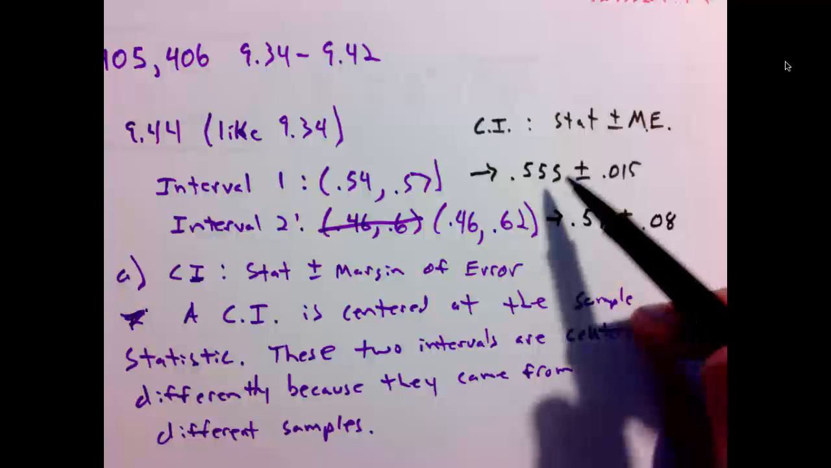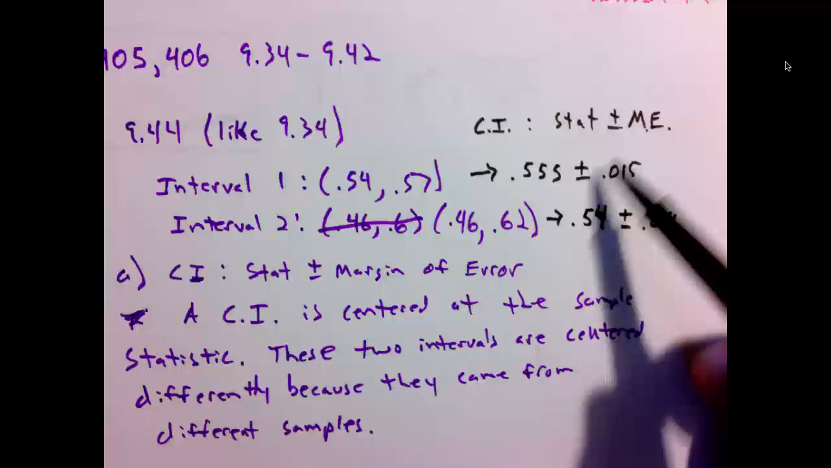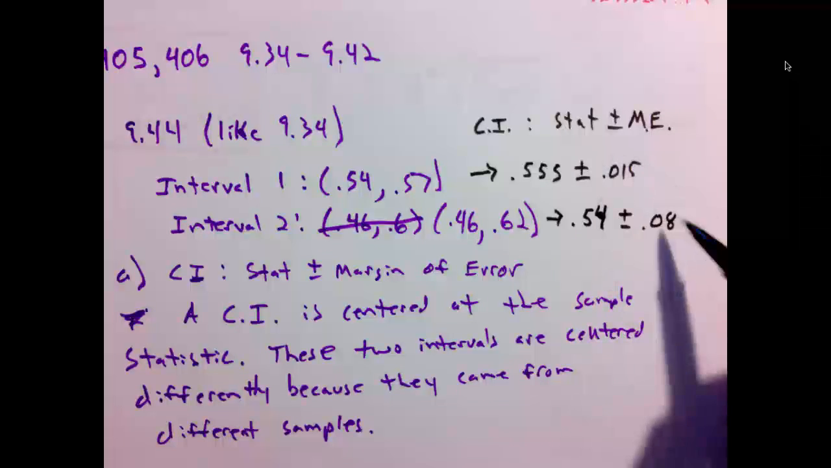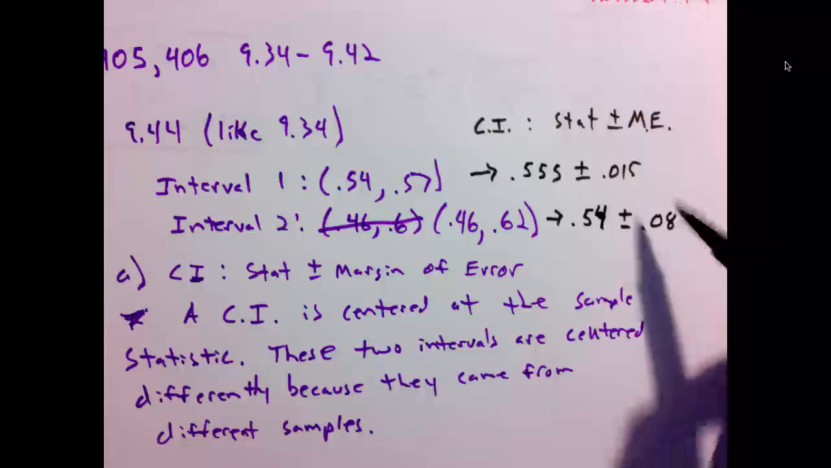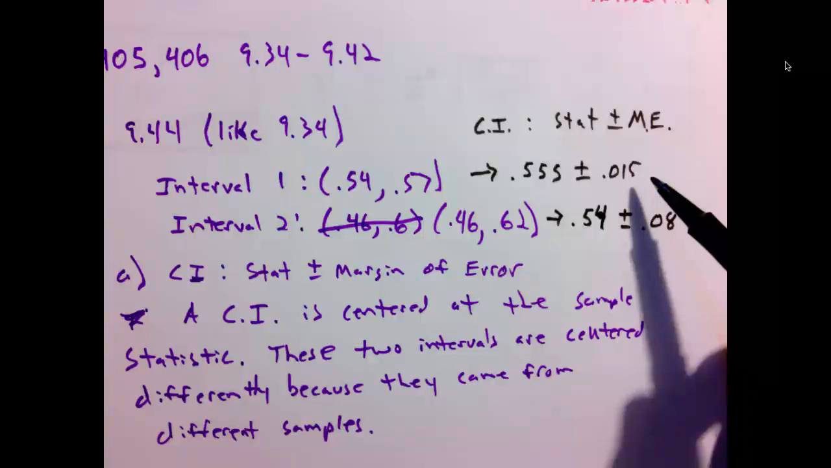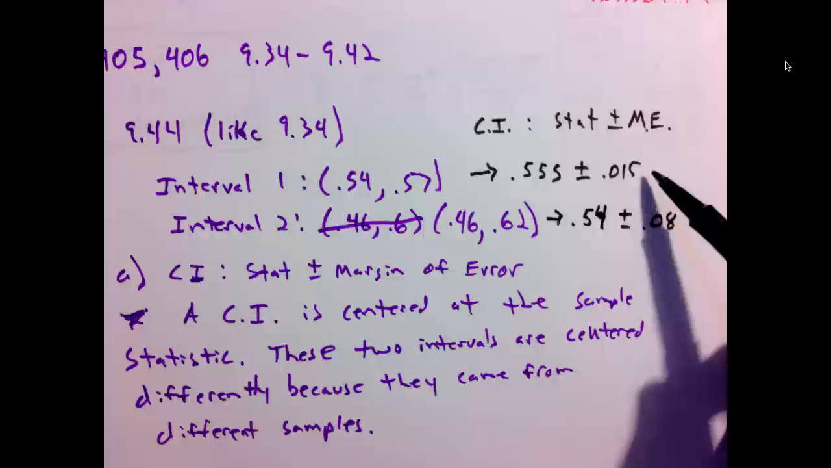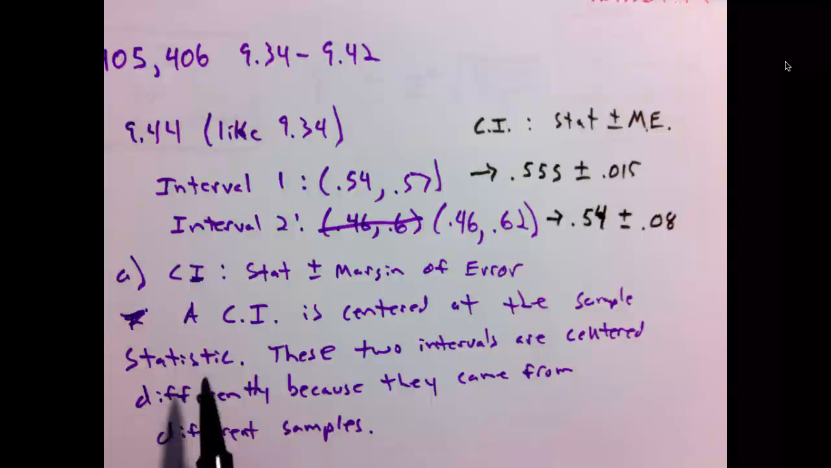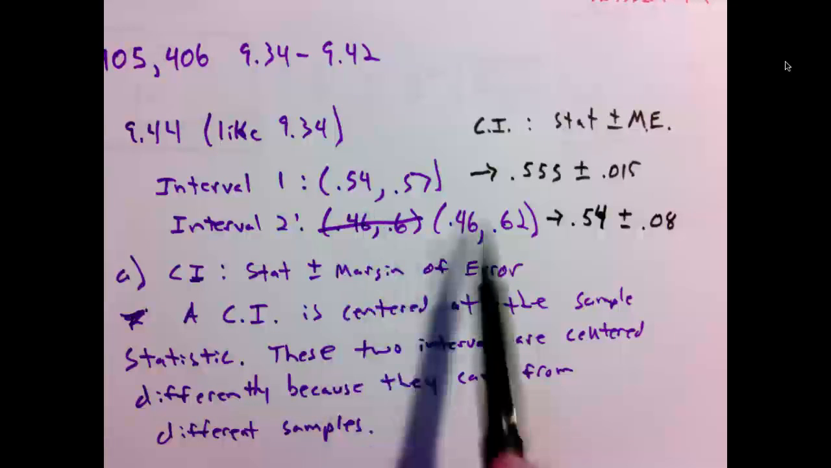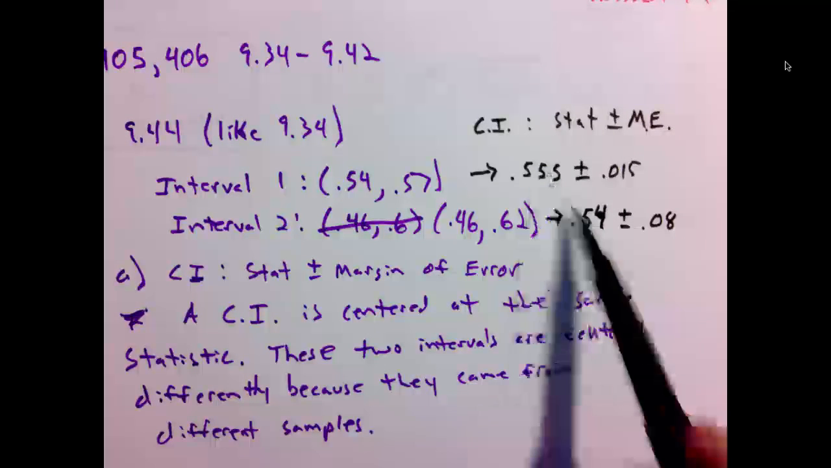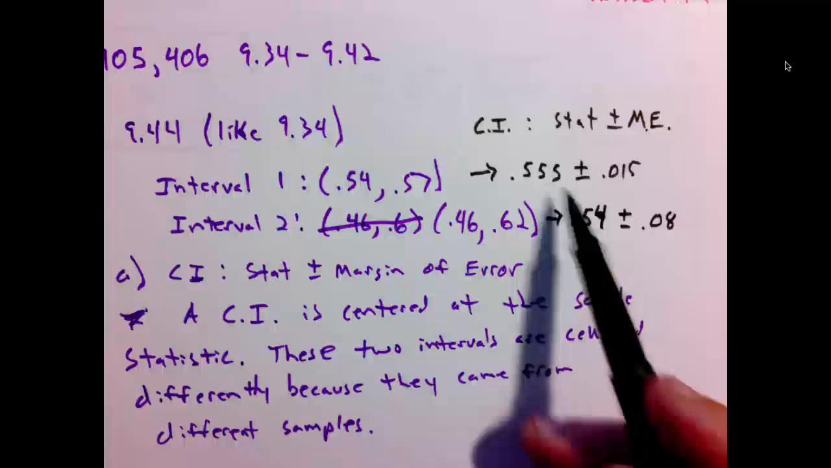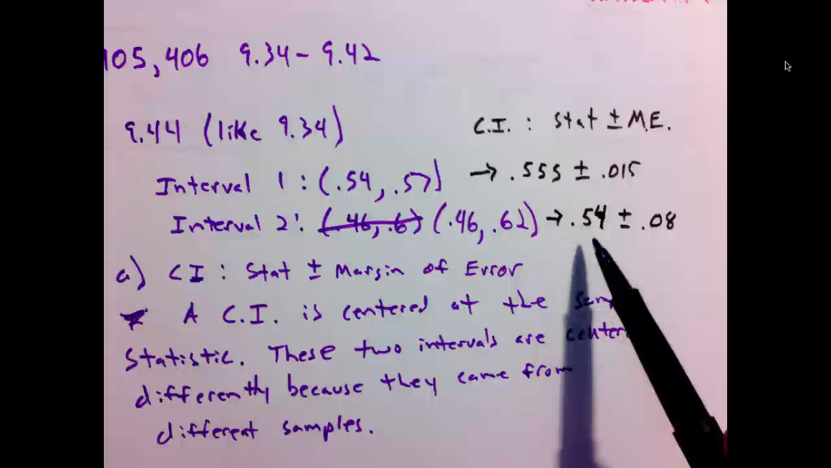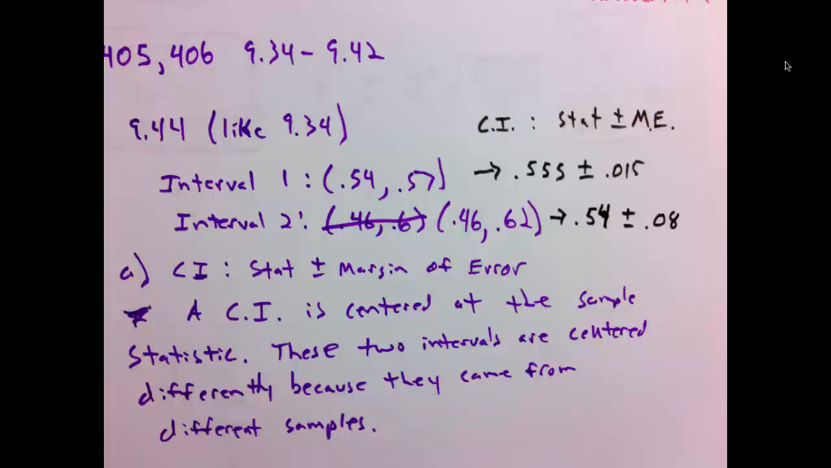They're both close. The big difference is the margin of error. This one has a smaller margin of error, this one has a larger one. That's telling us that the sample size for this first interval is much greater. In order to get a smaller margin of error, we have to ask more people, if indeed we're using the same confidence level. We'll talk more about that. But the answer on A is these things are centered in different spots because the statistic, our sample proportion, was different in both of them.